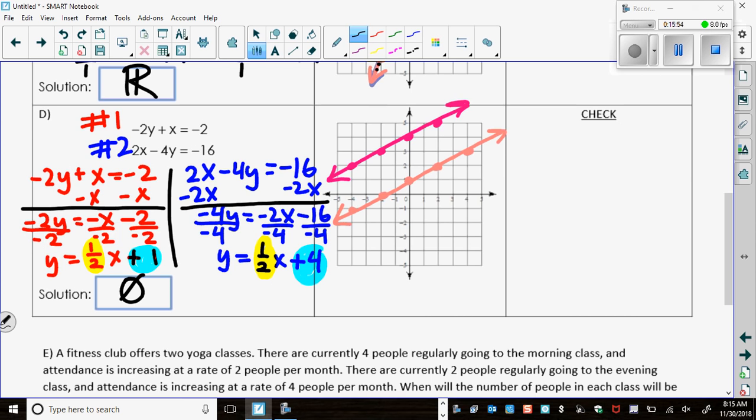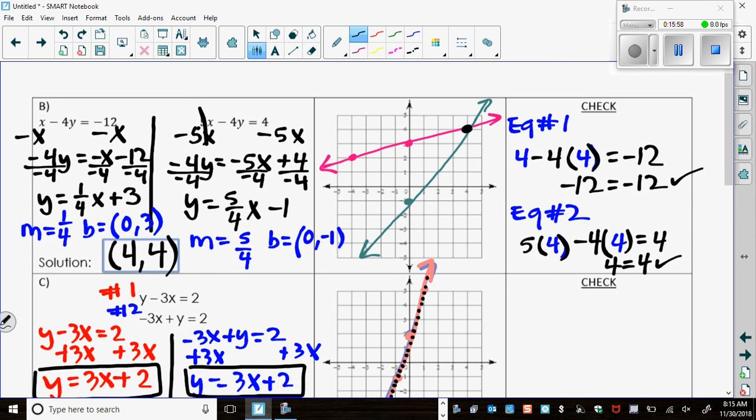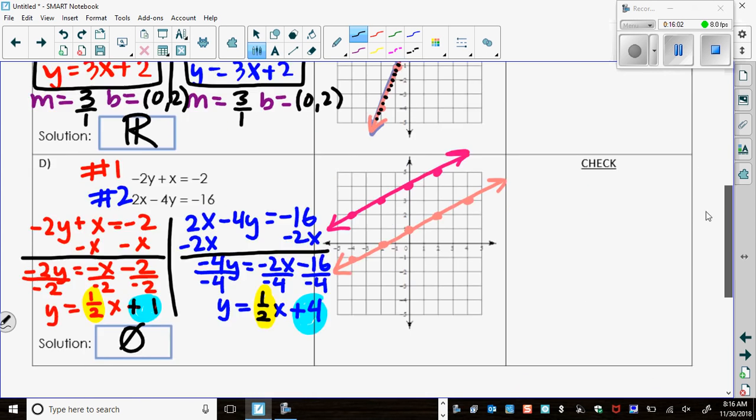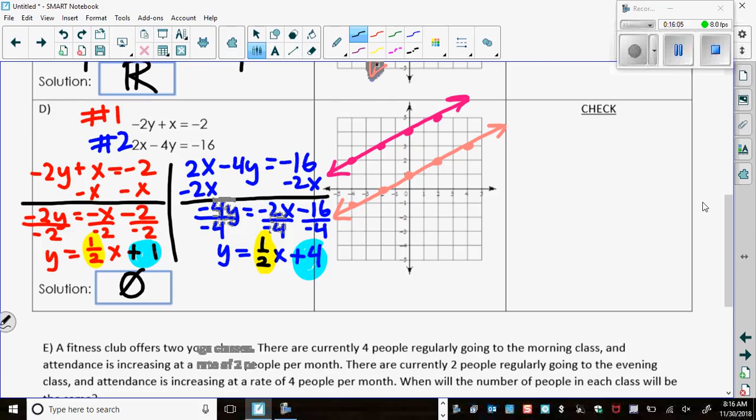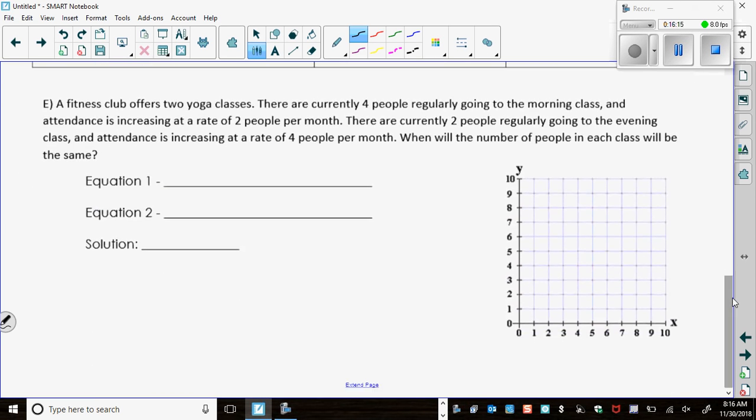Like, for example, the first one we were able to check because we put that ordered pair in here. For the last one, we can't check anything because we don't have any ordered pair that's intersecting, or they don't have anything in common. So then the last problem we have is the word problem here.